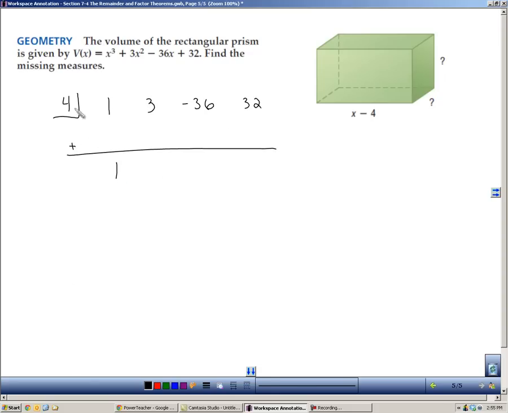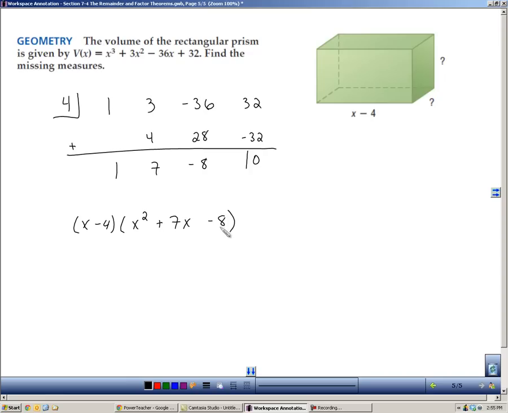So bring down the 1. 4 times 1 is 4. Remainder of 7. 7 and 4, 28. Remainder negative 8. And negative 32 with a remainder of 0. So we've just proven that x minus 4 is one of my factors, and even better, we've shown that what's left over is a 1x squared plus 7x minus 8.